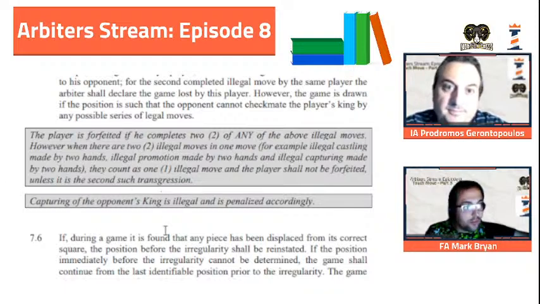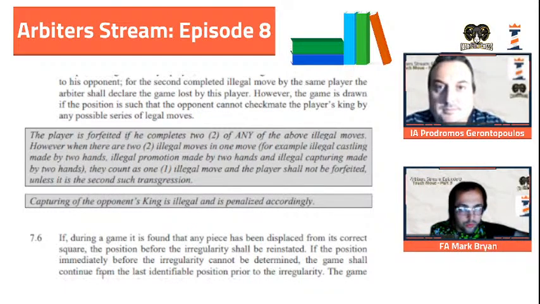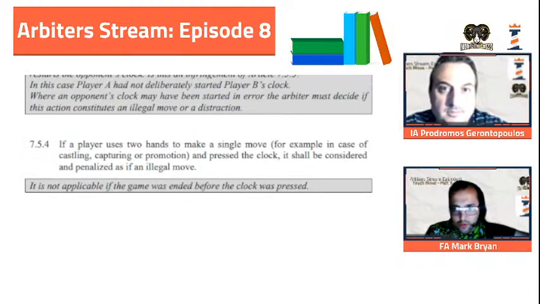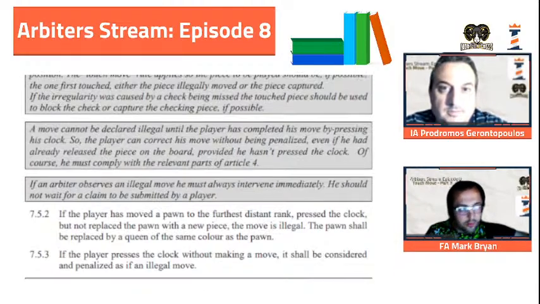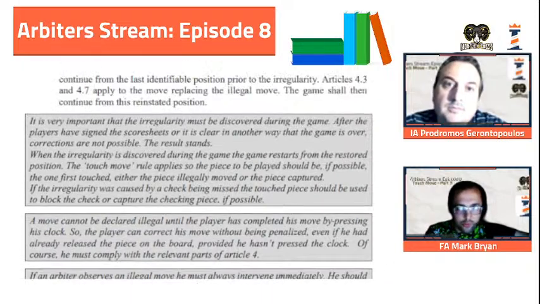In article 7.5.5. So before we go to the second example, let's go to the question from Vasilis. Vasilis is asking, if a player offers a draw in a blitz game where draw offers are not allowed, what is the punishment?